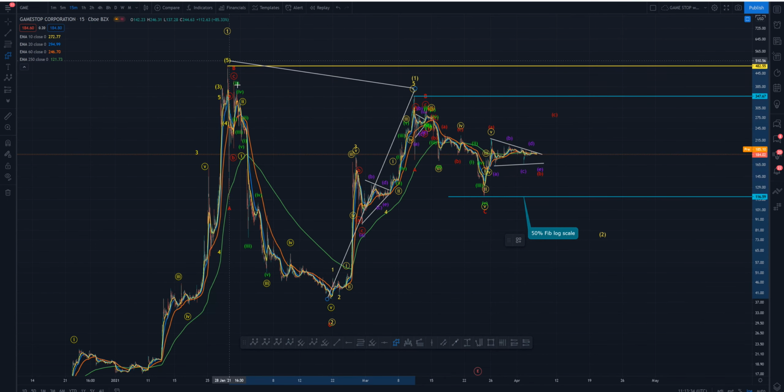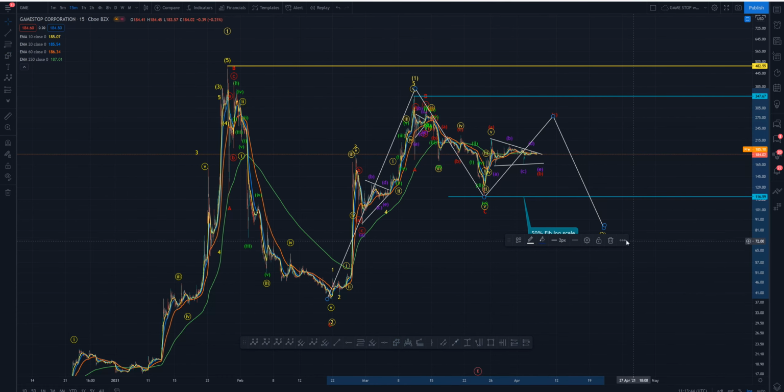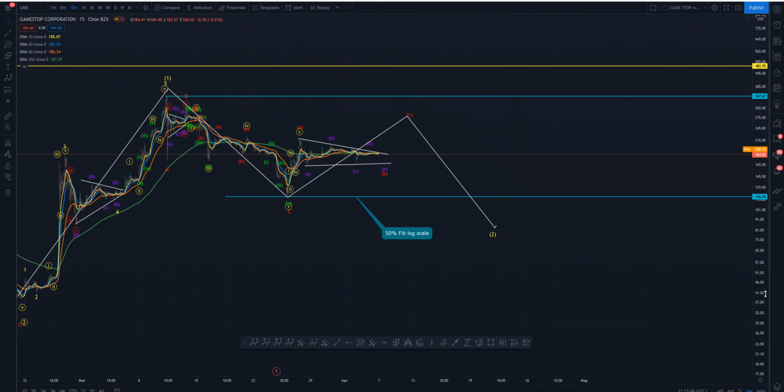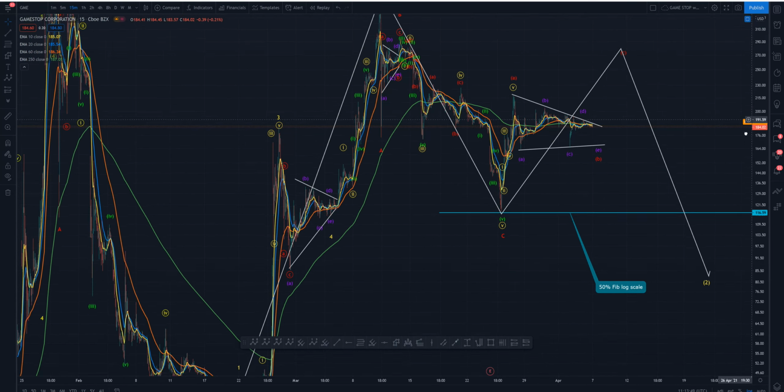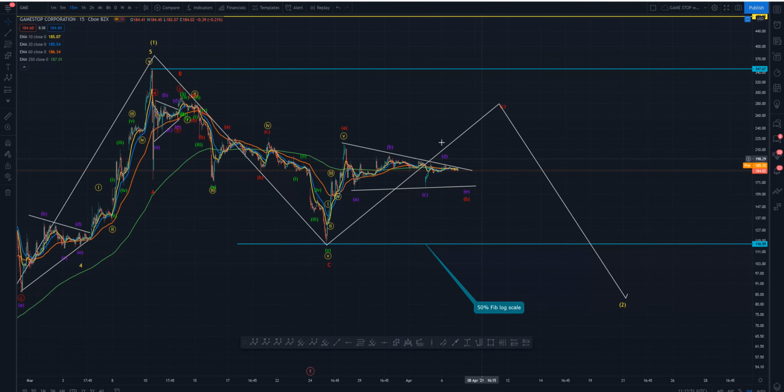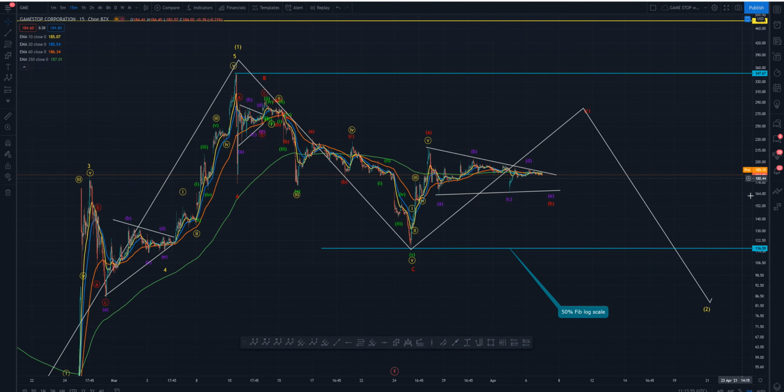This is still saying primary 1, primary 2, intermediate 1. But instead of intermediate 2 being here, it's just saying that this is going to be intermediate 2 instead. And you're going to get a flat pattern. Now, the reason this is preferable to me is because of all that garbage we were talking about here. This fits a triangle far nicer than it fits an impulsive move.